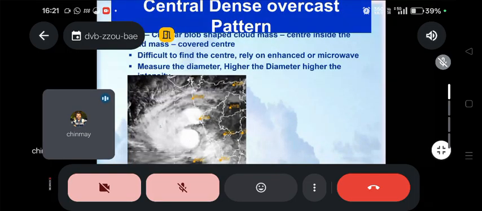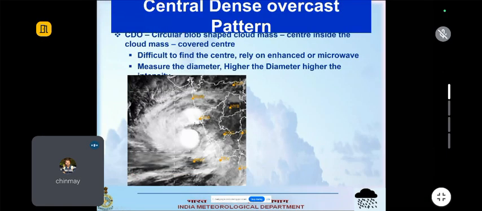So this is what is called the CDO pattern, central dense overcast. That means the center is now overcast with clouds. The clouds have covered the center. Earlier the center was cloud free, now the center is covered with clouds. That's why there is no dark spot at the middle. This is what is called central dense overcast.